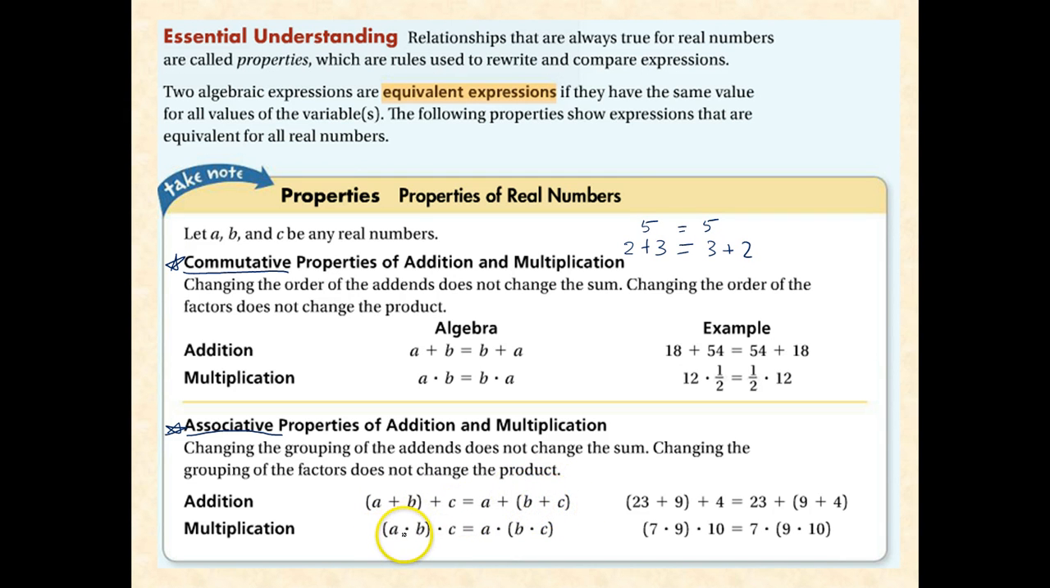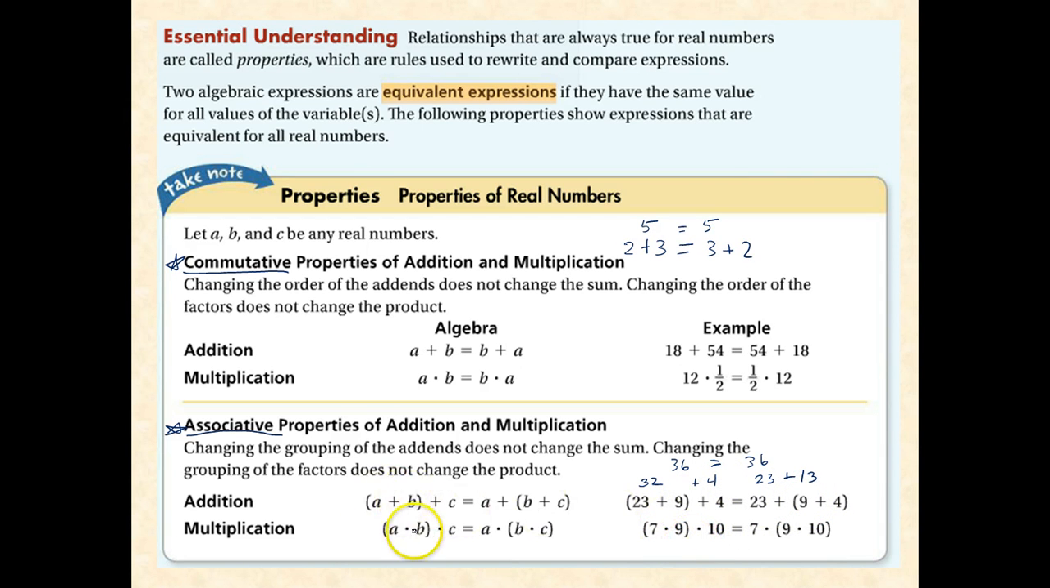Same thing with multiplication. So if you look at it here, 23 plus 9 is 32. And then on this side, 23 plus, let's see, 9 plus 4 is 13. 32 plus 4 is 36. And 23 plus 13 is 36. So they're equal. Same thing is going to happen down here with multiplication.